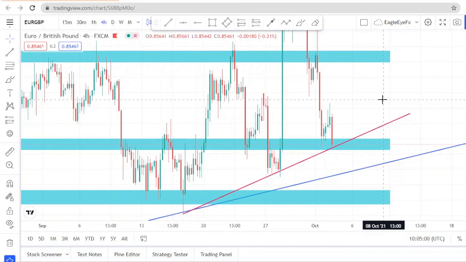So guys, that is what we have for you today. Those are the 3 pairs you are observing. Those are the 3 pairs that we are planning maybe to trade or something of the sort.